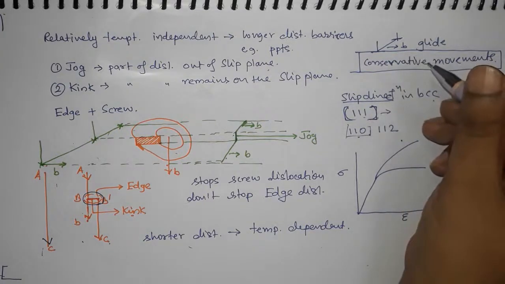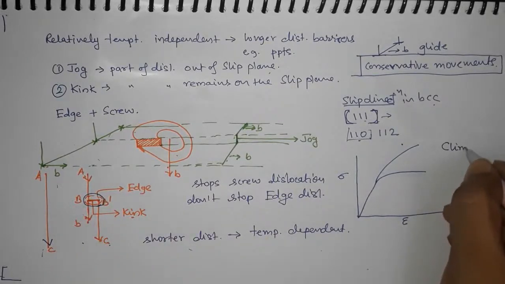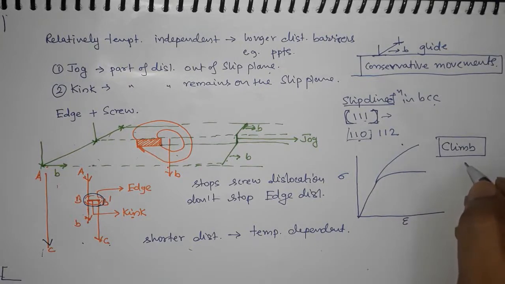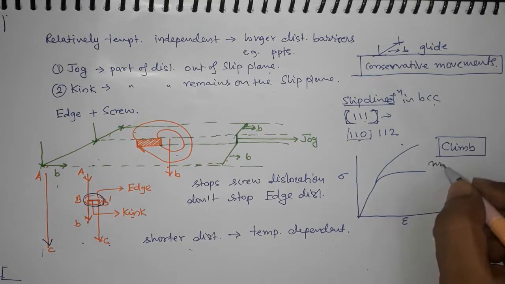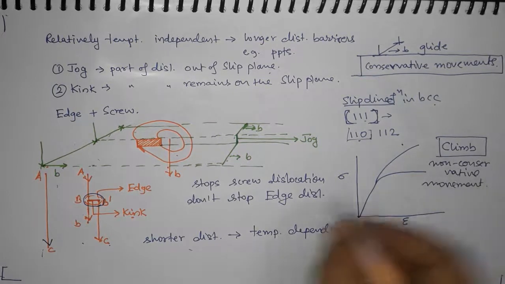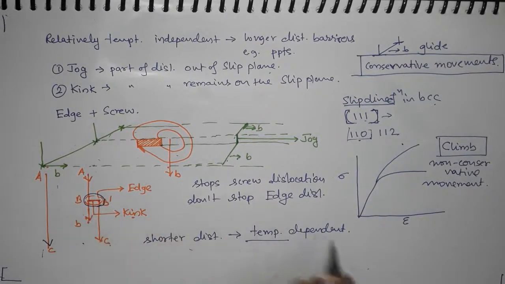But when you have a non-conservative movement, which is climb, in which case locally you have vacancy creation and interstitial creation. And globally you do have conservation, but locally these are non-conservative movement of dislocation. So when you increase temperature, non-conservative movement of dislocation is possible. Also, if you increase the temperature, cross slip is possible. Cross slip becomes easier.